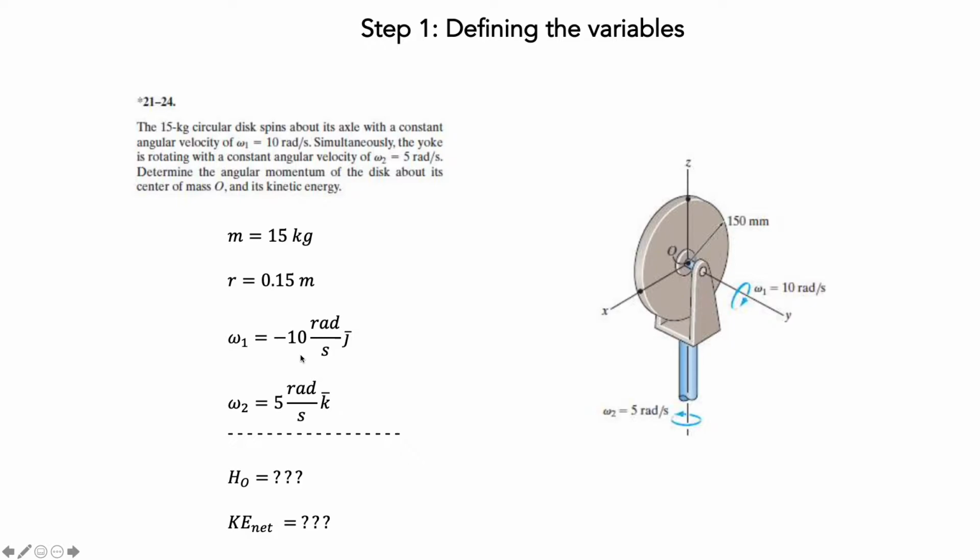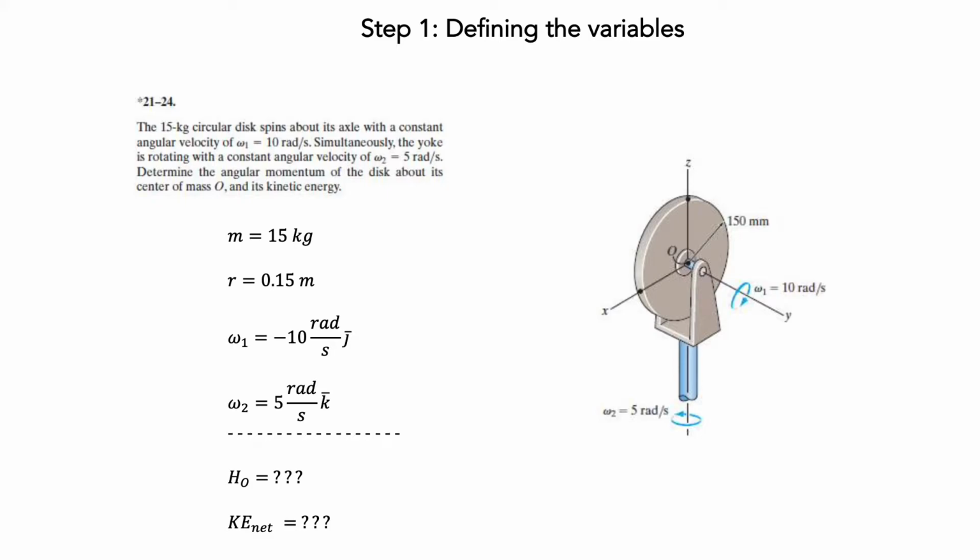Notice how omega 1 is set to be negative. This is because of the right-hand rule. If you point your thumb in the positive y direction, your fingers will curl in the positive direction. Since omega 1 is spinning in the opposite direction, it is negative. Omega 2 is positive by that same logic.